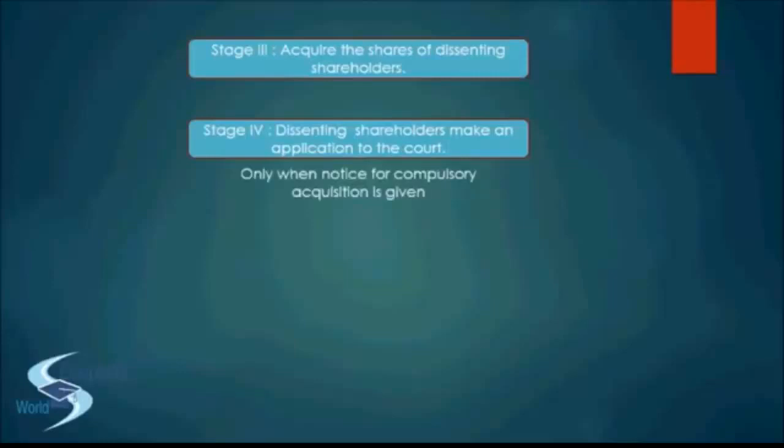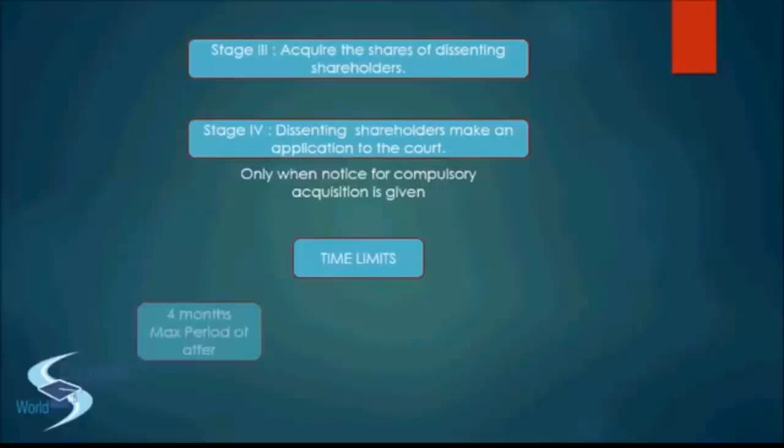Now we summarize the time limits that have been given to us in the past lecture and in this lecture, so that it is easy for you to memorize if you have all the time limits in one place. We have 4 months as the maximum period of offer that the transferee company gives to the transferor company. You can give 1 month, 2 months, 3 months, 30 days, 15 days, 20 days, whatever. But you cannot go beyond 4 months.